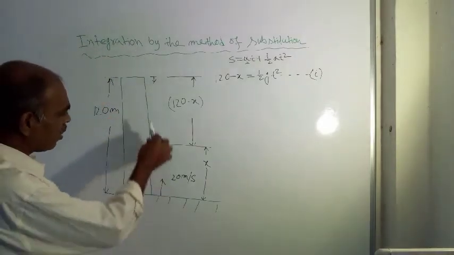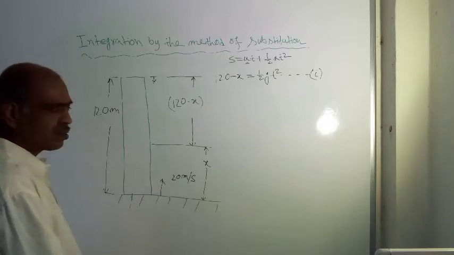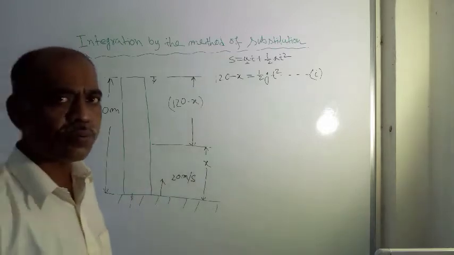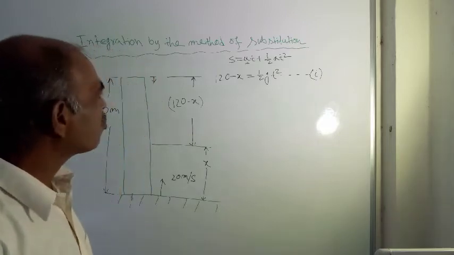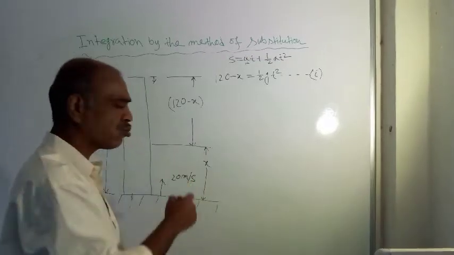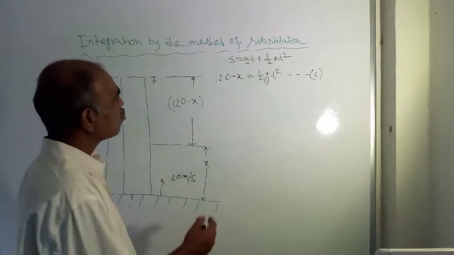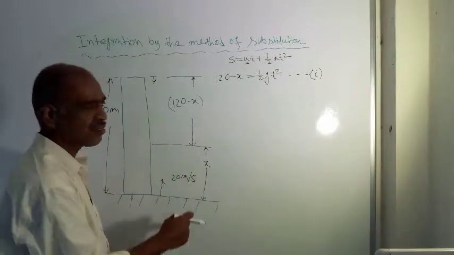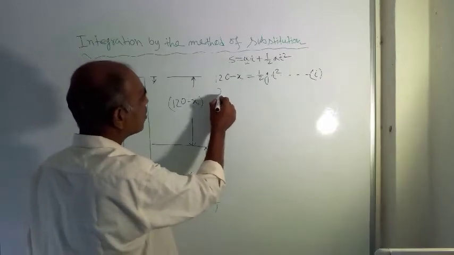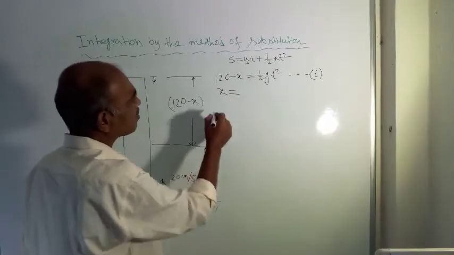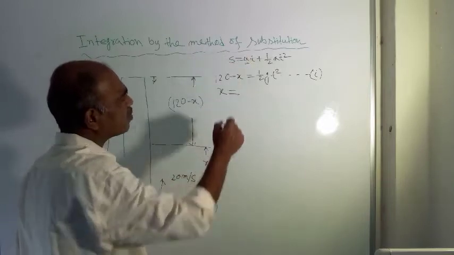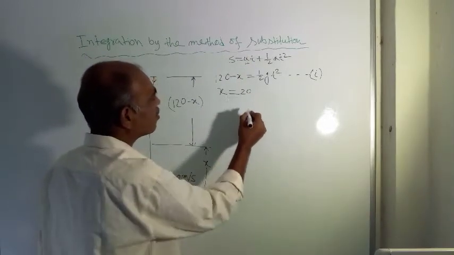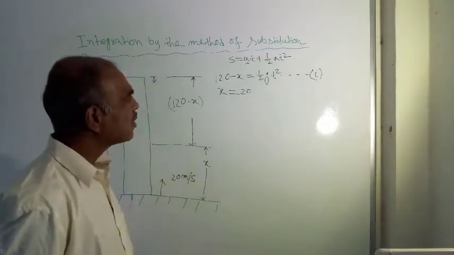Now think about the stone which is thrown in the upward direction from the ground with an initial velocity of 20 meters per second. The same equation we are going to use for this stone also. Here displacement s will be x. So x is equal to, initial velocity u is 20. T is how much?